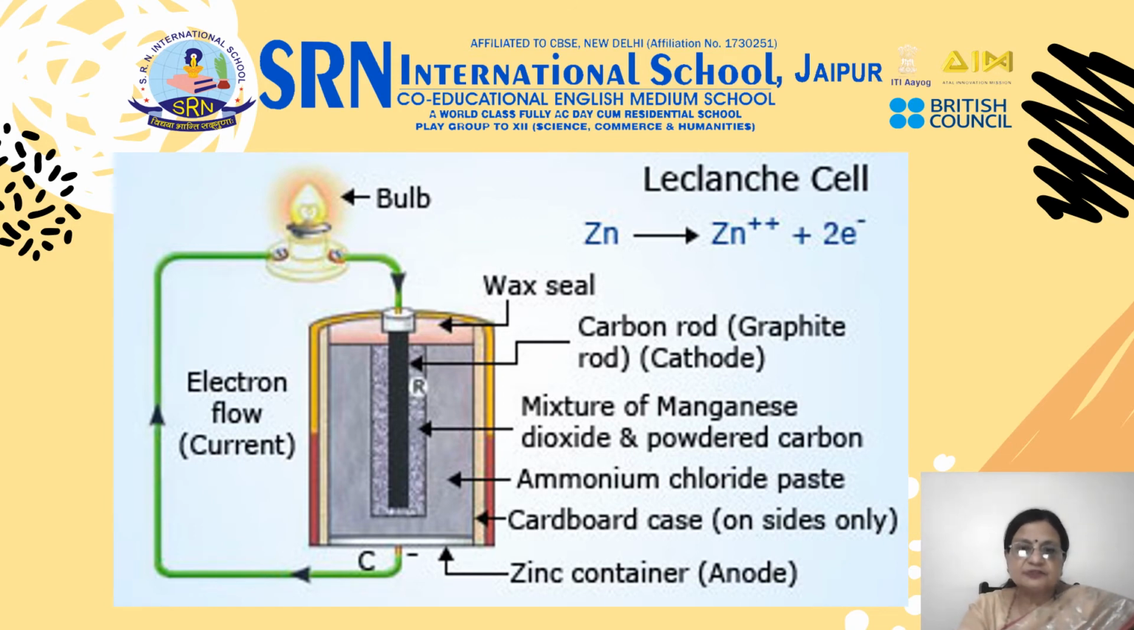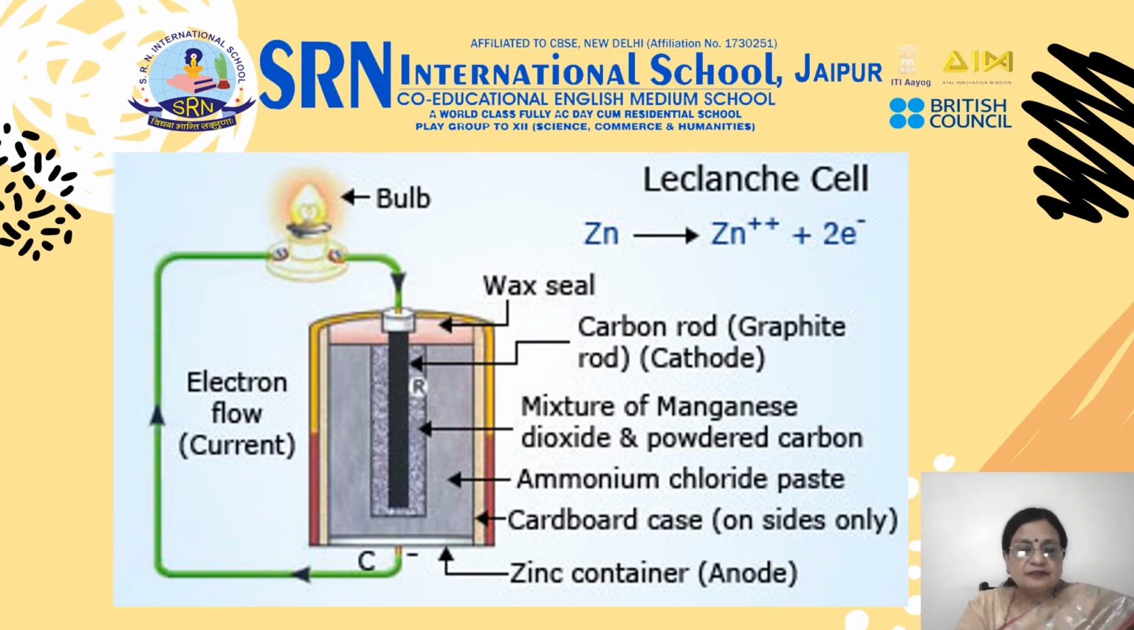Now, if you consider the whole cell, there is a wax seal above and below, but some part is left so that the zinc container is exposed, because the zinc container here acts as an anode. So zinc is negatively charged and the carbon rod, that is graphite rod, is positively charged. Now when it is connected by a wire through a bulb, then electrons start flowing from anode towards cathode, and thus current flows in the opposite direction.